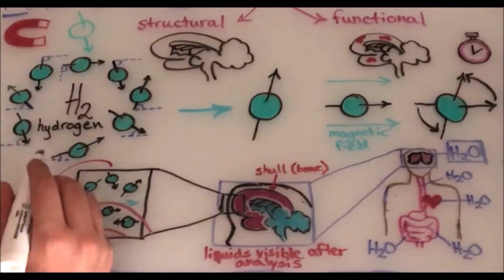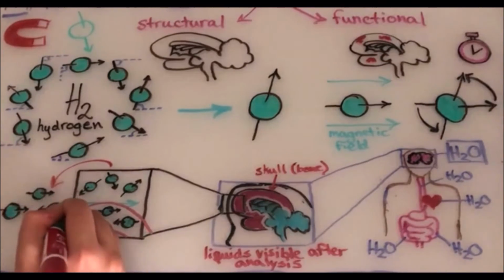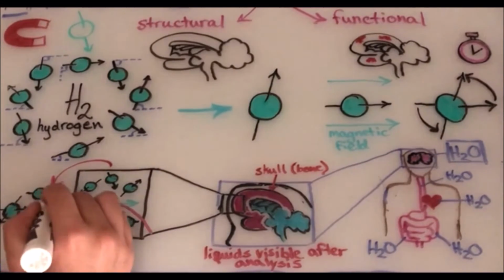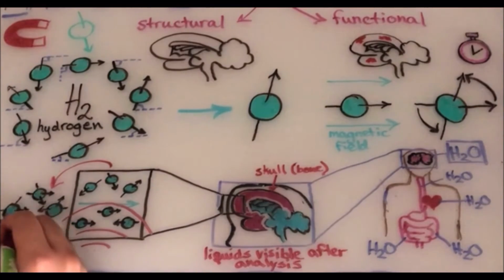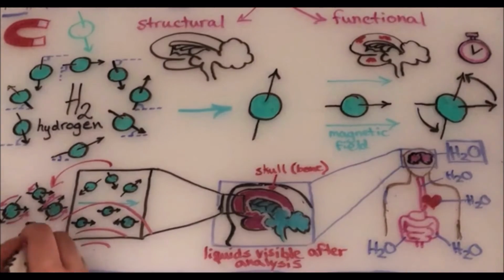Then there will come a second pulse different to that first magnetic field, and this will throw the hydrogen atoms way out of alignment. You can also measure the time it takes for these atoms to realign themselves with the original magnetic field. And you do this for a bunch of really thin slices of the brain, which is why it takes so long to put the scan together.